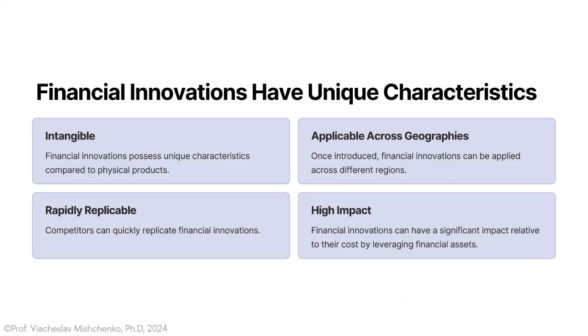These characteristics are crucial for understanding why financial innovation follows different patterns than, for example, innovation in manufacturing or retail. First, please notice the intangible nature of financial innovations. Unlike a new smartphone or car, the majority of financial innovations are invisible. They are systems, processes, business models. For example, when Visa introduces a new payment processing system, you can't see it, but it affects millions of transactions globally.